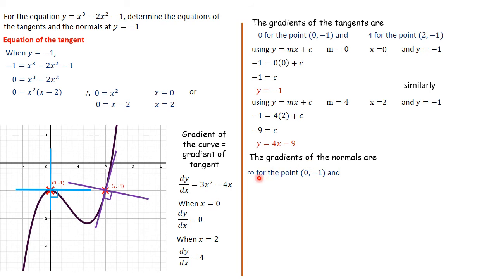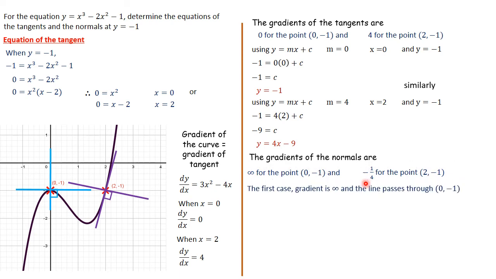first of all, the first one is undefined. It's undefined because it's perpendicular to a horizontal line. And now we know if it's perpendicular to horizontal, it's vertical, and gradients of vertical lines are normally undefined. For the other point, (2, -1), we have -1/4. Please understand that the gradient of the tangent being 4, the gradient of this particular normal is the negative reciprocal of that, which is -1/4.